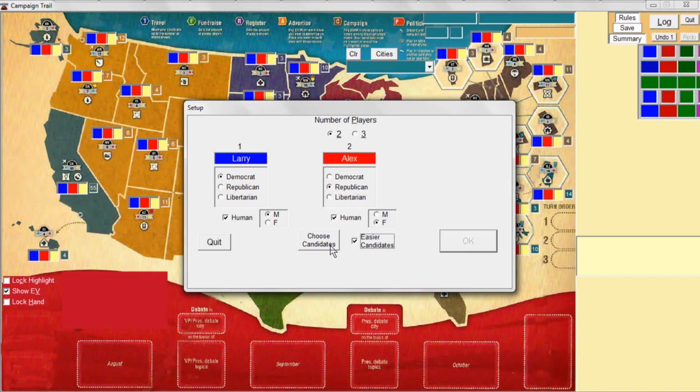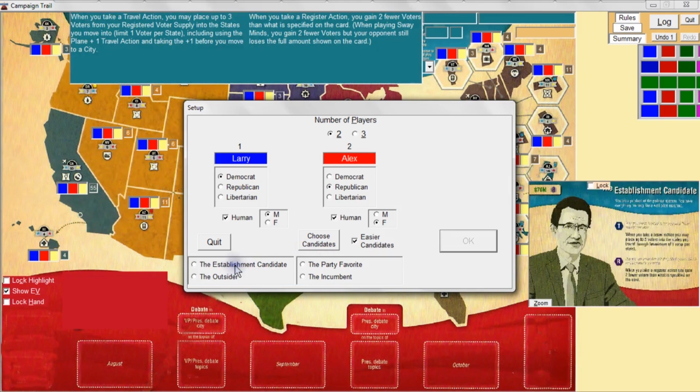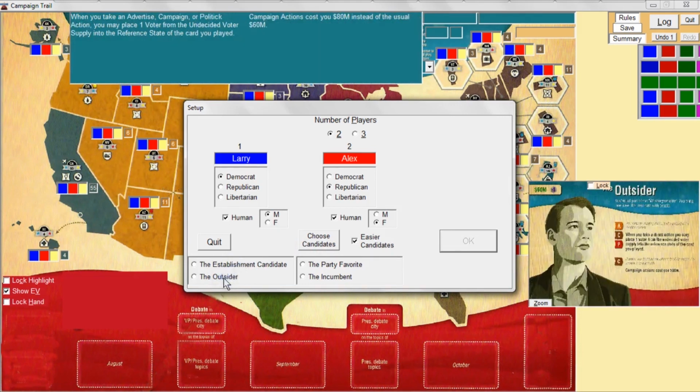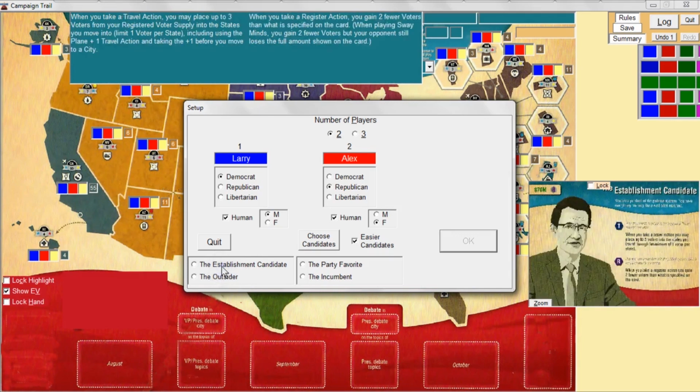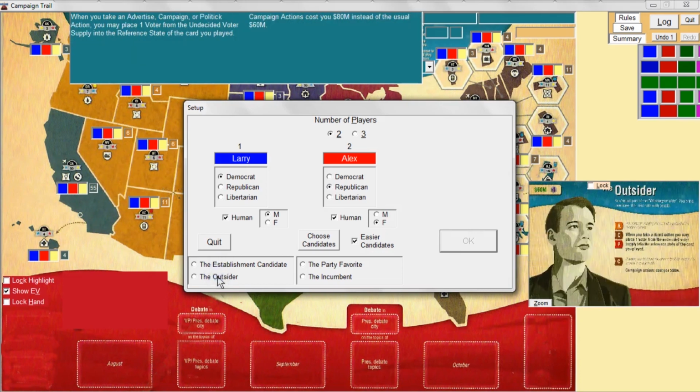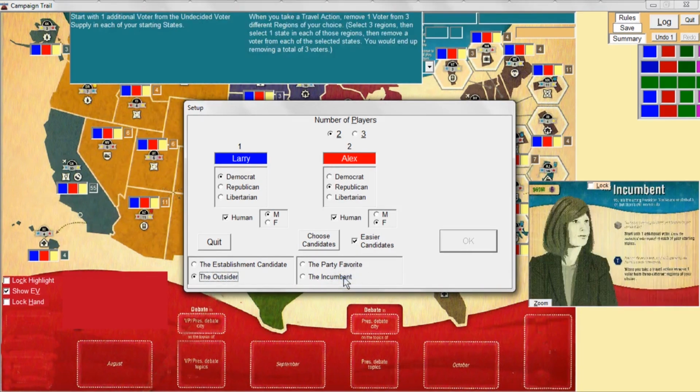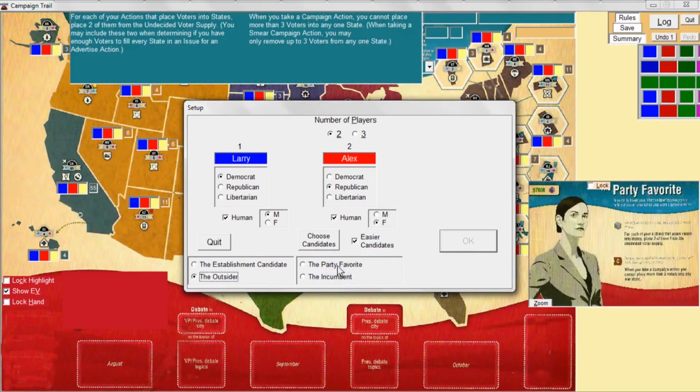So let's see. My choices are the establishment candidate and the outsider. The candidate's advantage, by the way, and disadvantage, as you can see, is shown at the top of the screen. And at this point, these descriptions probably aren't going to make a lot of sense until I start going into how the game plays. I think I'm going to choose the outsider. And I'm going to have Alex choose the party favorite.